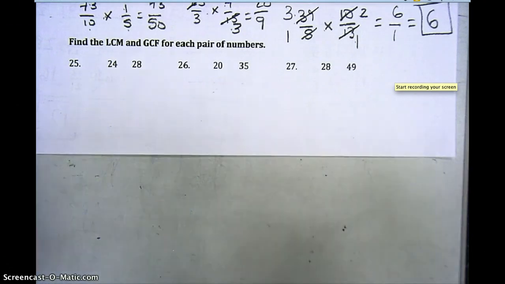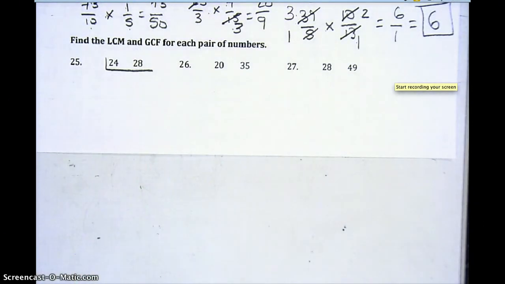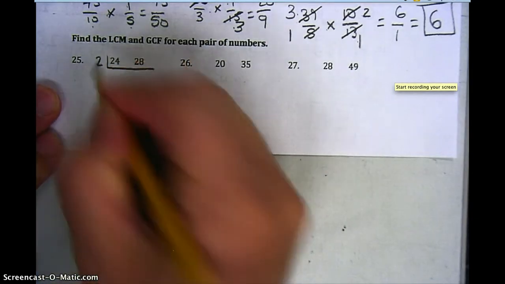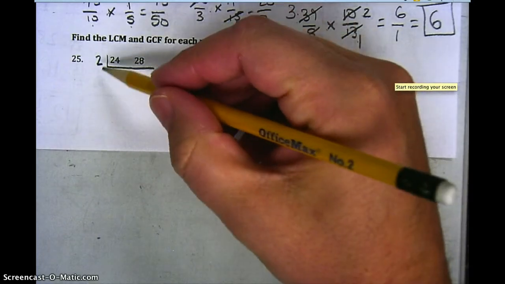So I like to use upside down division. The way I do it is I always start by making my upside down division bar. Then I ask myself, what number will go into both 24 and 28? And since they're both even, I know that a 2 will go into both of them. So I put the 2 on the side over there, and then I say 24 divided by 2 is what?